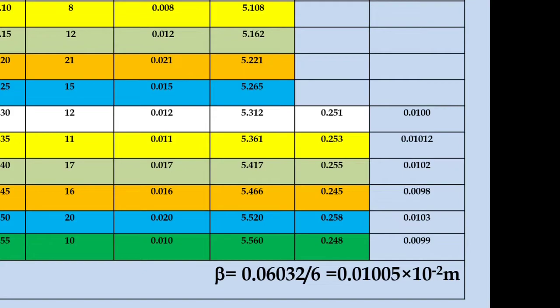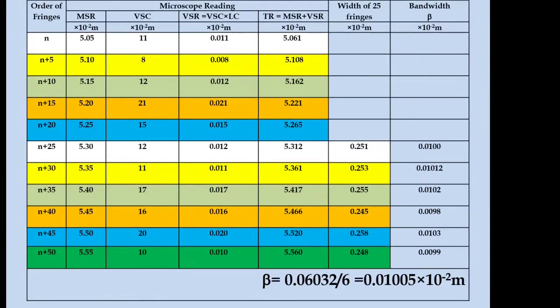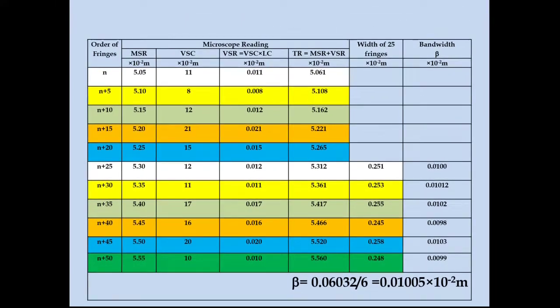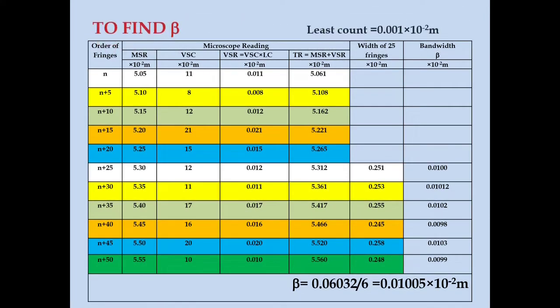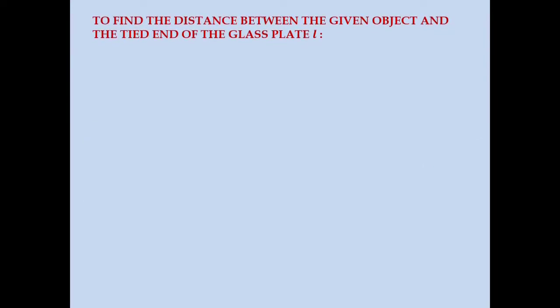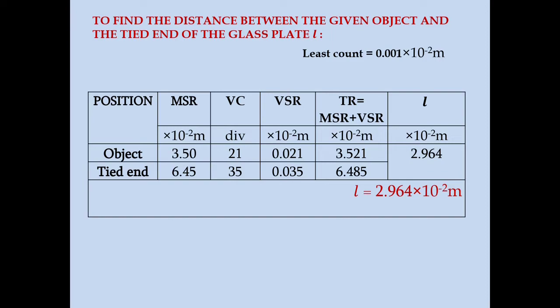So I got 1, 2, 3, 4, 5, 6 bandwidth values. So I have taken the average of the 6 readings, adding up all these 6 and dividing by 6. Beta is equal to 0.01005 into 10 power minus 2 meter. So now we got the value for beta.